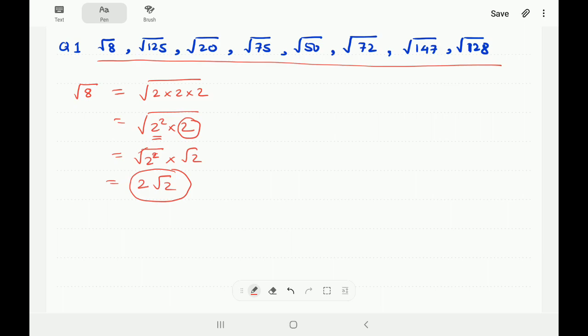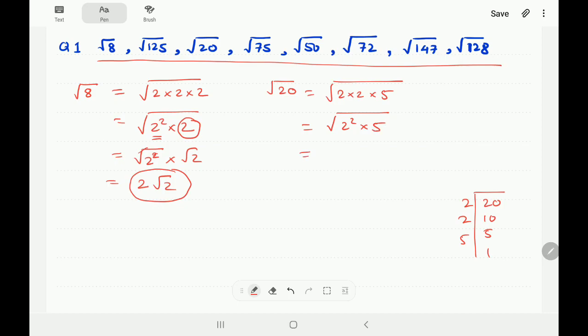Let's see the same thing for root 20. How can you convert root 20? Let us see. First of all, I'll factorize 20. 2 tens are 20, 2 5s are 10, and 5 1s are 5. So I get 2 into 2 into 5, which equals 2 square into 5. I can separate the root sign: root of 2 square into root of 5. Now this square and square root will get cancelled. So what do I get here? 2 root 5. That's it. So simple a concept, isn't it?